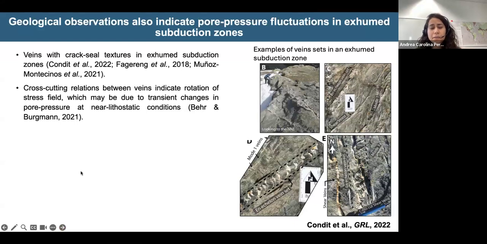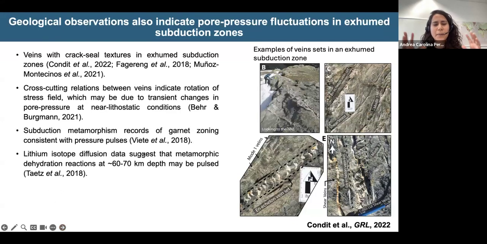So there's also evidence of cross-cutting relations between veins that indicate rotation of the stress field that may be due to transient changes in pore pressure at near lithostatic. That means very high pore fluid pressures that exceed locally the lithostatic load. And there's also other evidence from subduction metamorphism records and lithium isotope diffusion data that point in the same direction. There's a caveat here in this observation, and that is that, for example, in the case of the veins with crack-seal textures, we really don't know that these textures extend for the tens to hundreds of kilometers where we see slow slip events.